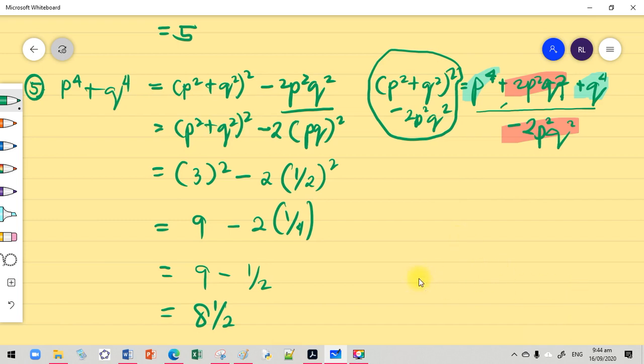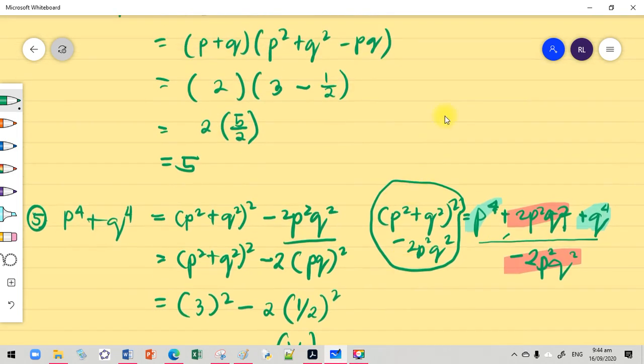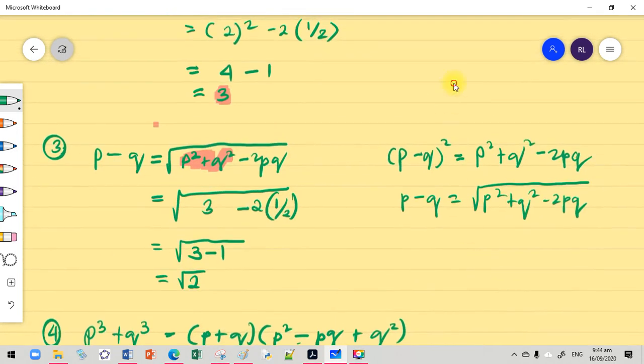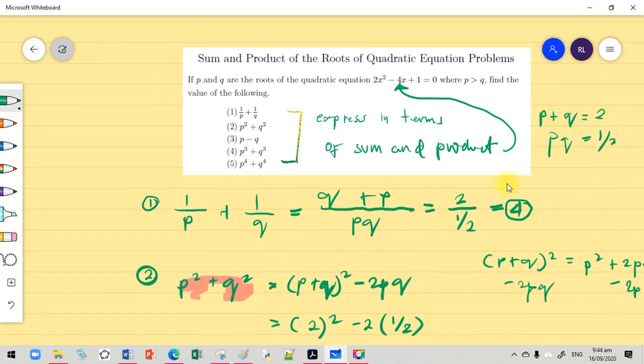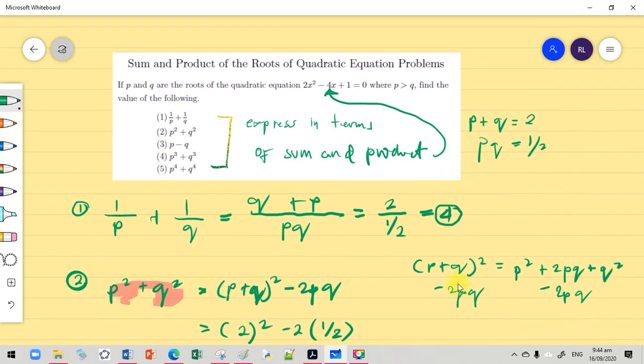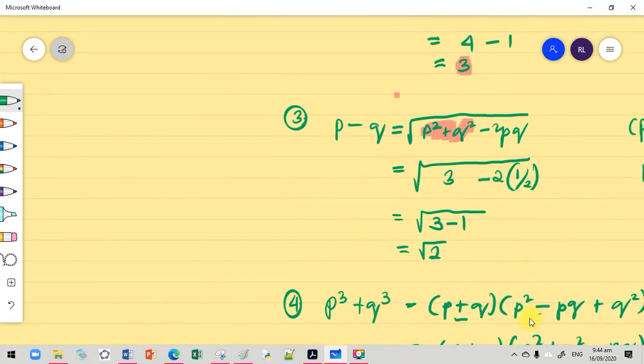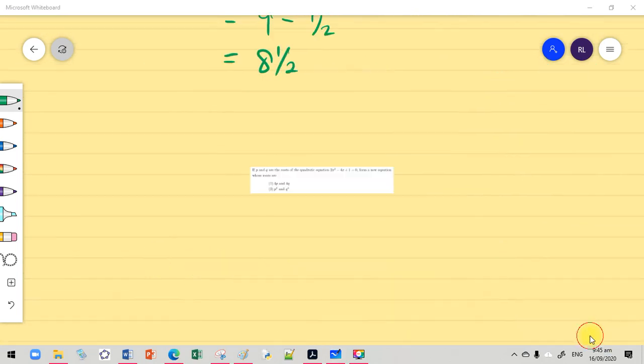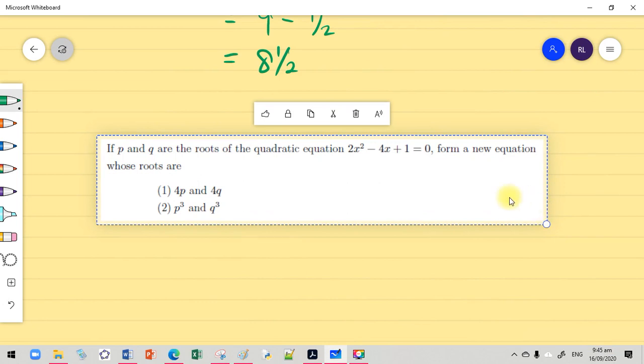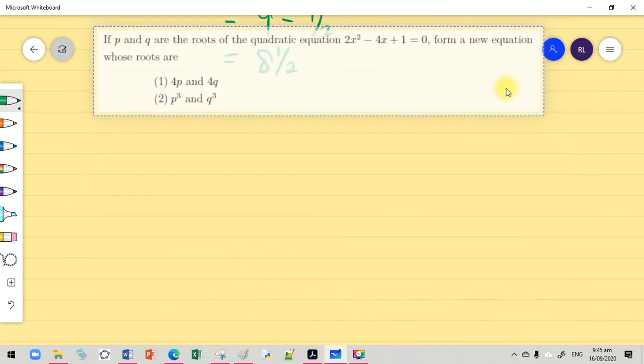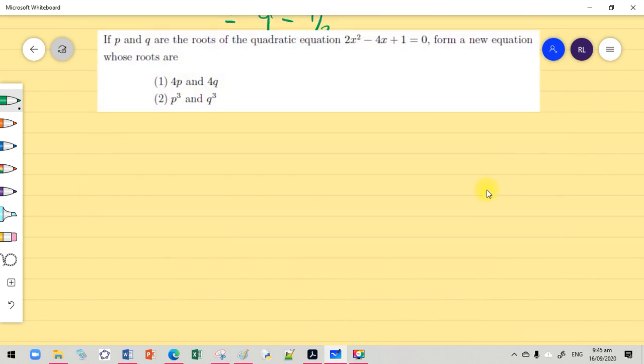So let's proceed with our next problem. But generally, again, the general strategy is to rewrite all of this in terms of sum and product of roots. So our next problem talks about actually the same thing, but the question is different.